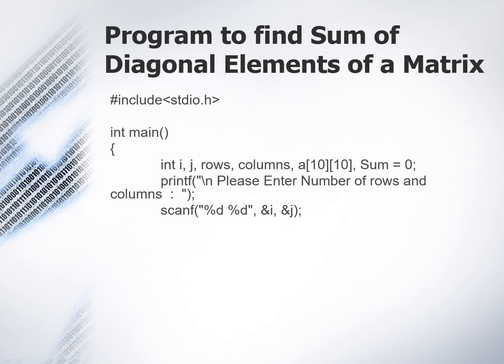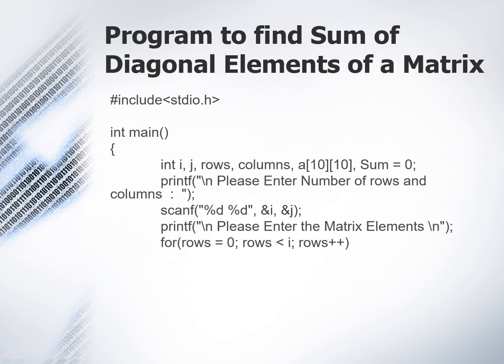Now we have this printf statement that says please enter the number of rows and columns, and we will use the scanf statement to take the input for variables i and j. Now we will take the input for the matrix elements. So we have a printf statement: please enter the matrix elements.